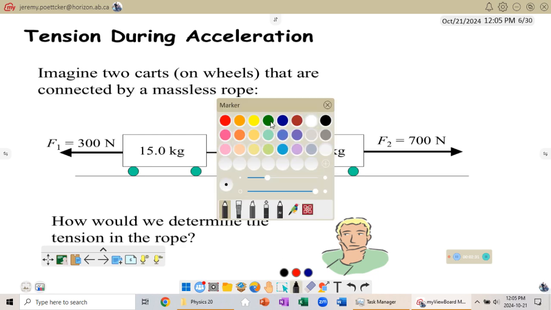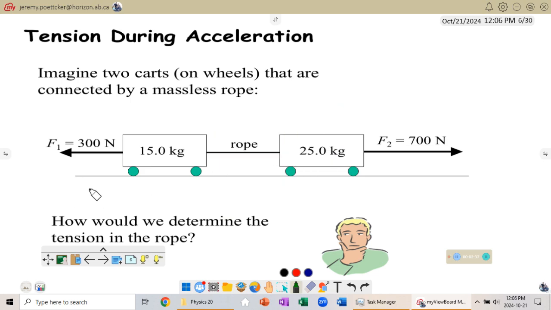Oops, come on. And I need to change my... There we go. All right, so here's F1, here is F2.